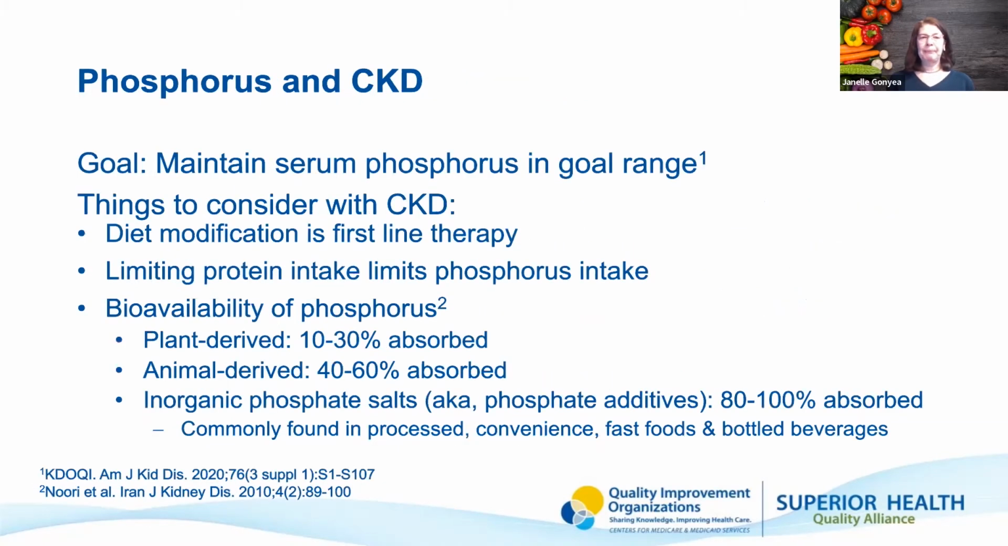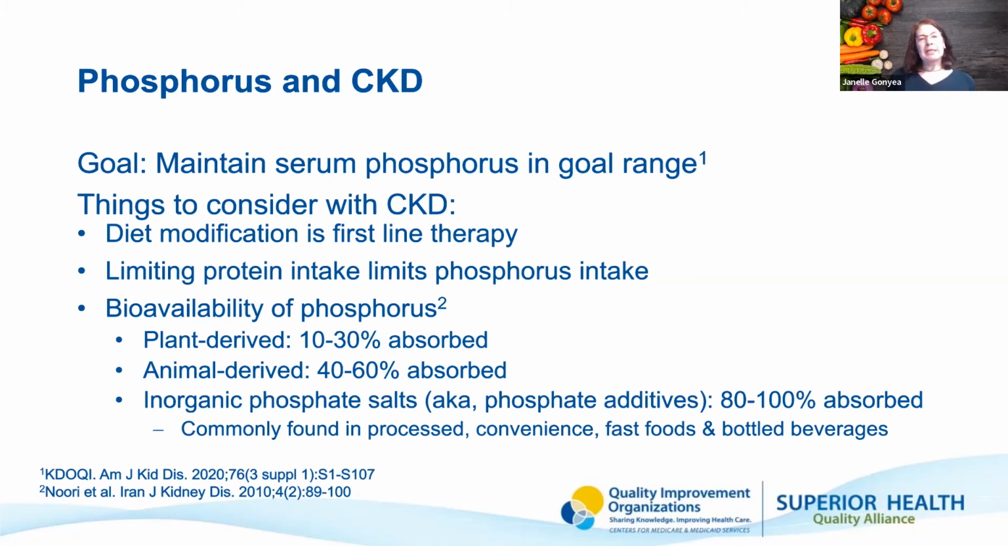Next, please. Phosphorus, we're going to try to again maintain serum phosphorus in goal range of 2.5 to 4.5. Diet modification is definitely first line therapy. For this patient population in these earlier stages of CKD, it usually isn't a big problem because if they're limiting their protein intake, they're going to be limiting their phosphorus intake because the largest amount of phosphorus naturally occurring in our foods comes from the dairy and meat in most people's diets.